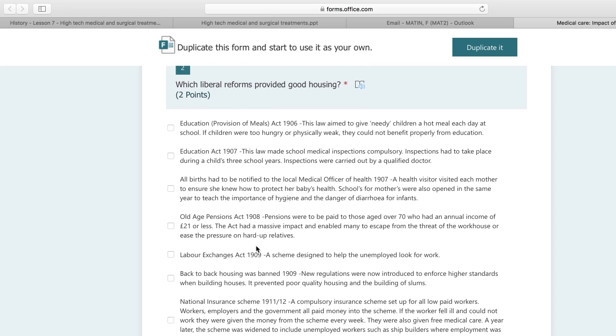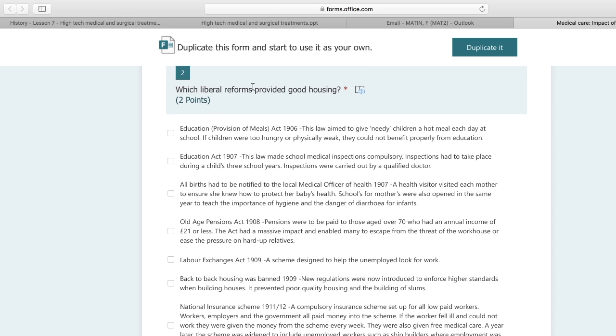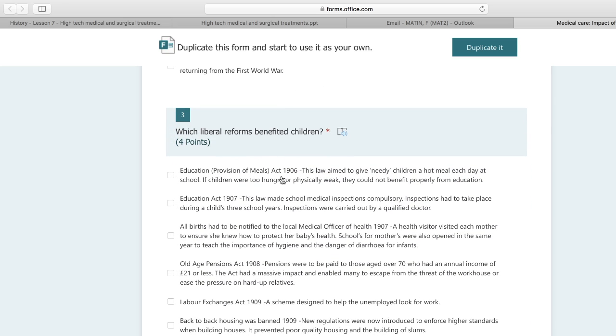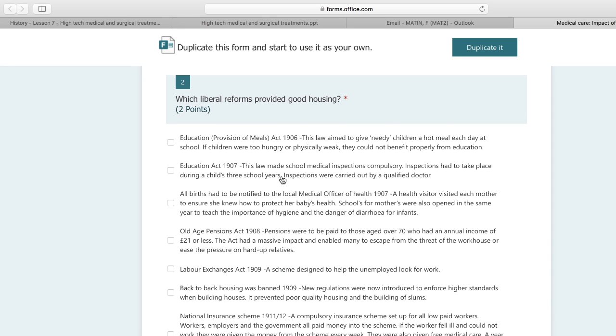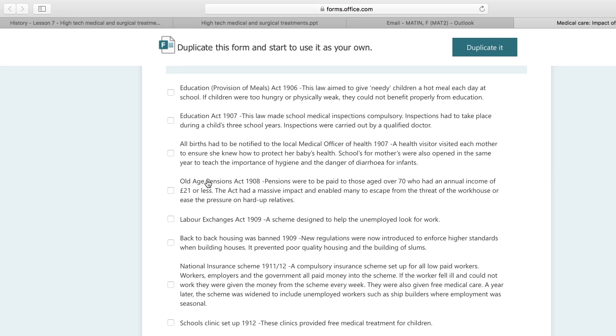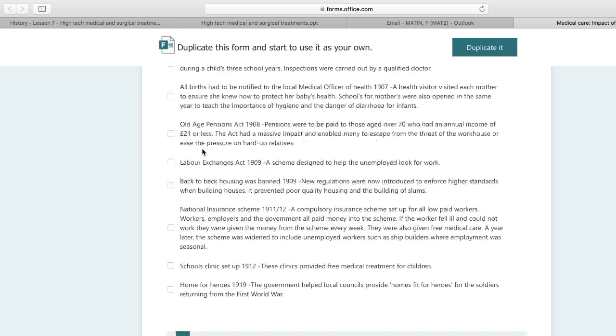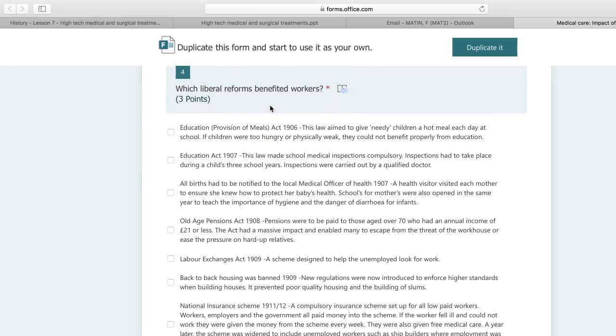And what you have to do is you have to answer the question. So which Liberal reforms provide good housing? Read through them, tick them off. Which Liberal reforms benefit children? Read them, tick them off. You'll be able to see how many, because it gives you how many points is possible for it. So obviously pick 2 there, pick 4 on this next one. Which Liberal reforms benefit workers?